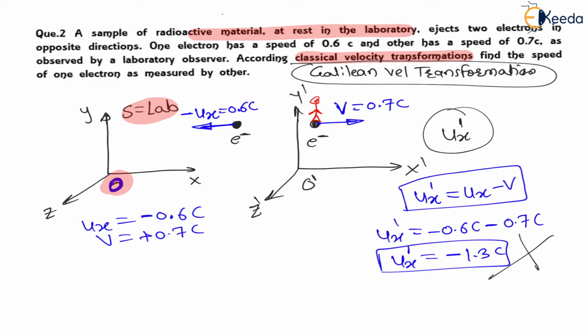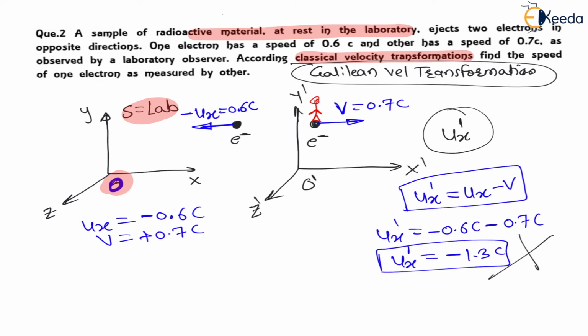That also I have explained in previous lectures. You can go back and watch my previous lectures. But here, as they are asking to calculate this ux dash with the help of the Galilean velocity transformation, this is your answer. But my dear students, generally this theory fails whenever the velocity is very high.